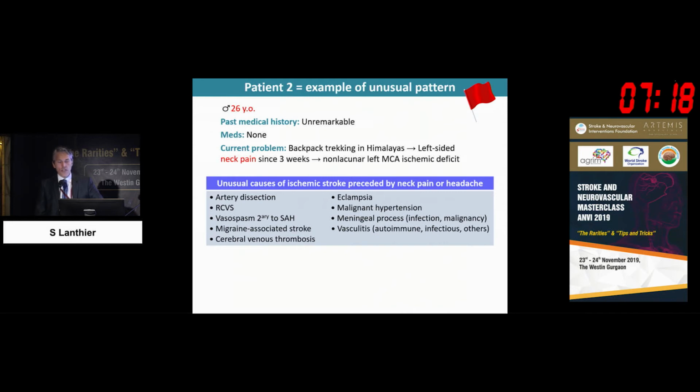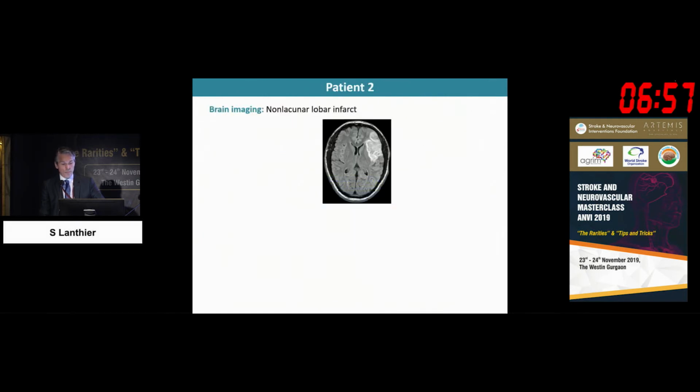Whereas unusual causes of ischemic stroke, there are many of them that are associated with pain, especially dissection, RCVS, migraine-associated stroke, cerebral venous thrombosis, eclampsia, etc. Many unusual causes of stroke are associated with pain. So these are important red flags and common red flags for unusual causes.